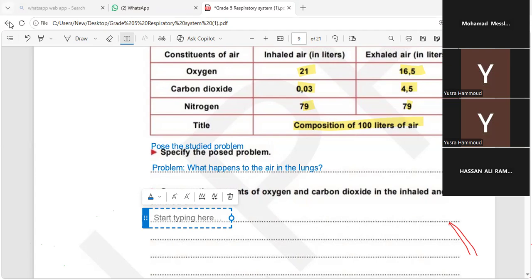4.5 in the exhaled air. Exhaled air, 4.5 liters. Good. Muhammad Misalmani, repeat it.